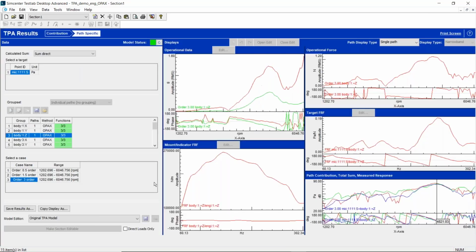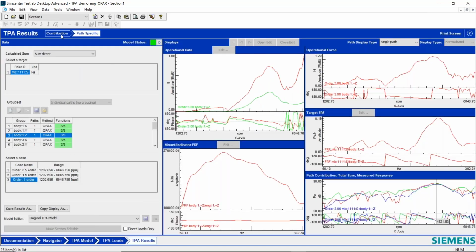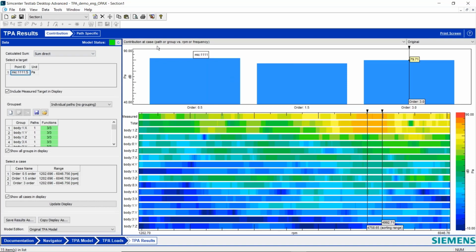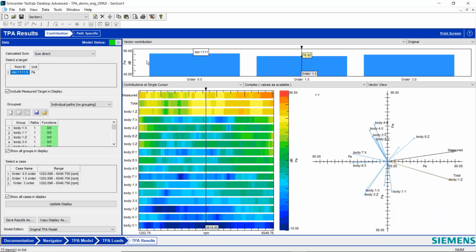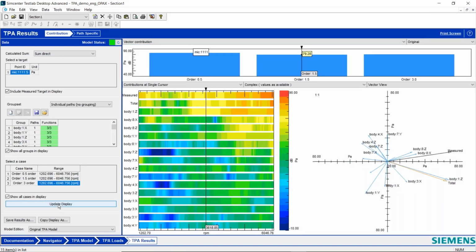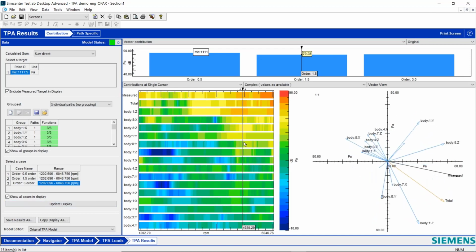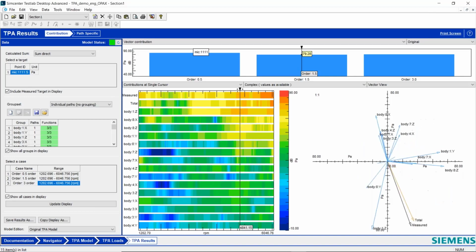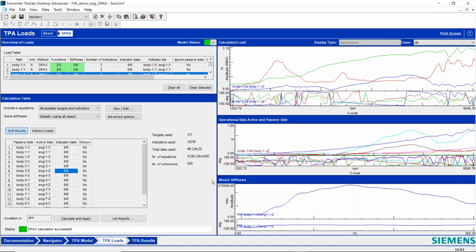If you want, you can start to look at those results again. If I come back to, I can look at the vector plot here. And if I go to 4800, which is my problem speed here. Okay, so you can see total and measured are pretty close. They're in the same quadrant and real close in amplitude. So we can still keep playing around.